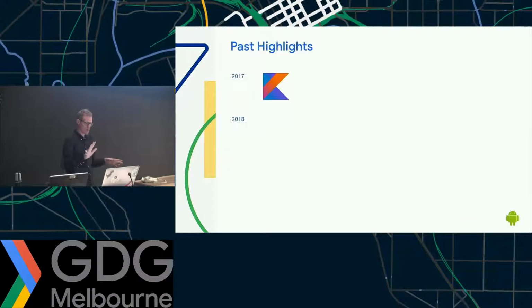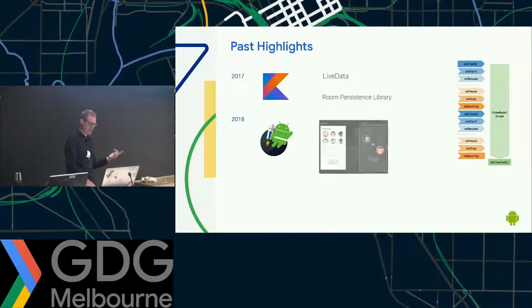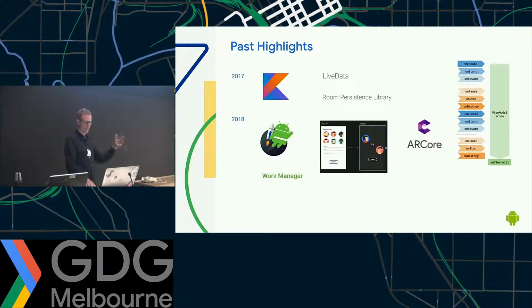So let's take a moment to have a look at what's come out of Google I/O in the last couple of years. In 2017, we got official support for Kotlin. We got the introduction of Android architecture components with LiveData, Room, and ViewModel. In 2018, they announced Jetpack, the Navigation library, WorkManager, ARCore, Robolectric 4.0, and ML Kit.